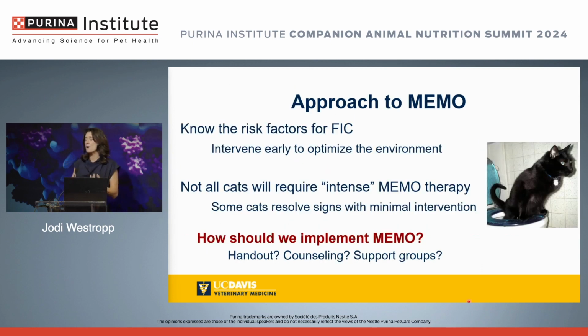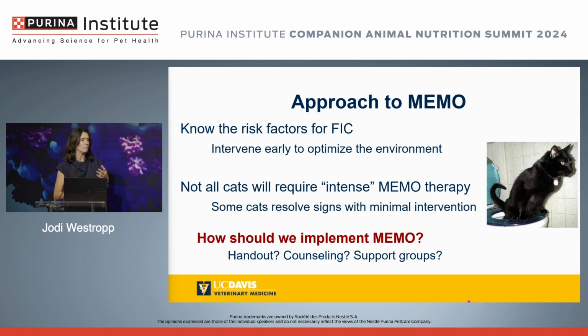So the approach for MEMO, I've already said, we need to know the risk factors and intervene early if we can. Not all cats are going to require this 4-page questionnaire and intense MEMO. Some cats will get better regardless in a few days and might not relapse. That's fantastic. How we implement MEMO should likely be tailored then. I know sometimes I'm guilty of it, and I might just give them a handout and say, hey, here are some suggestions, and I don't do follow-up. Guess what? I bet some of those cats do okay.